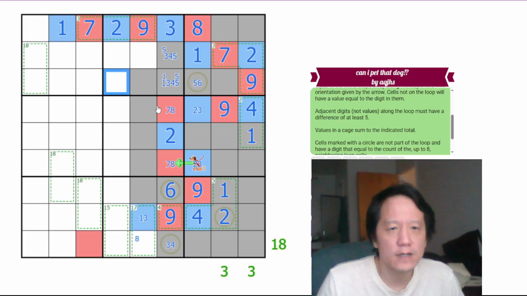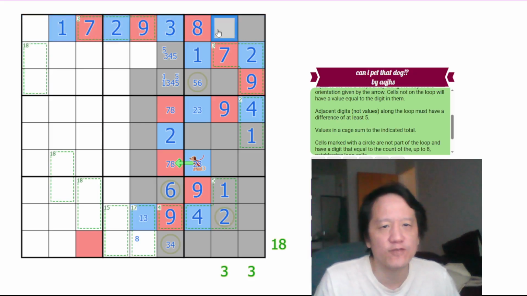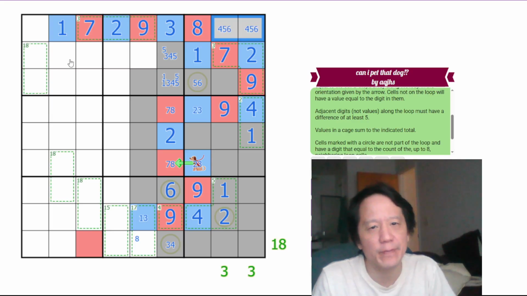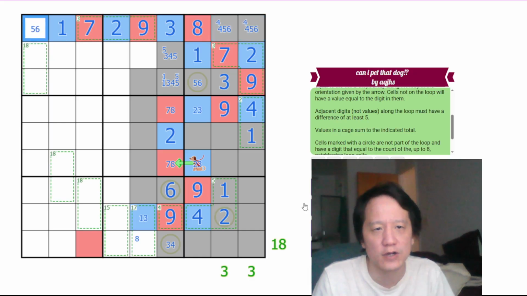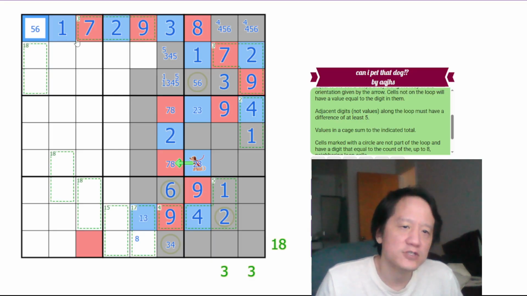Okay, 9 has to... Okay, so what are the digits remaining in row 1? We have 4, 5, and 6. Well, in box 3, we have a 4, 5, 6 triplet, which eliminates 4, 5, and 6 in the rest of the box. So this is 3. This also, 4 has to be one of these 2, so this cannot be 4 here. This is 5 or 6.